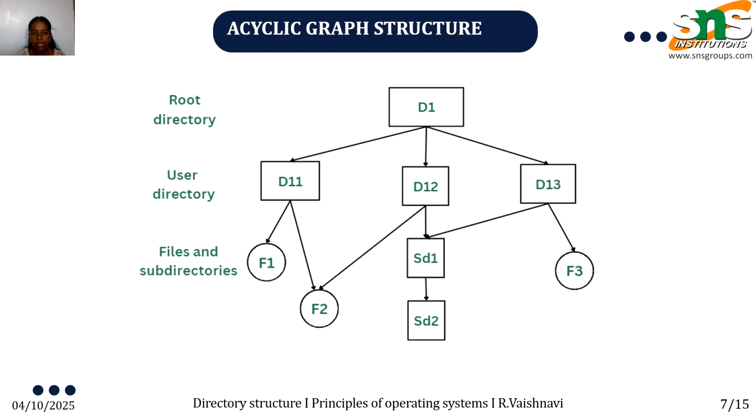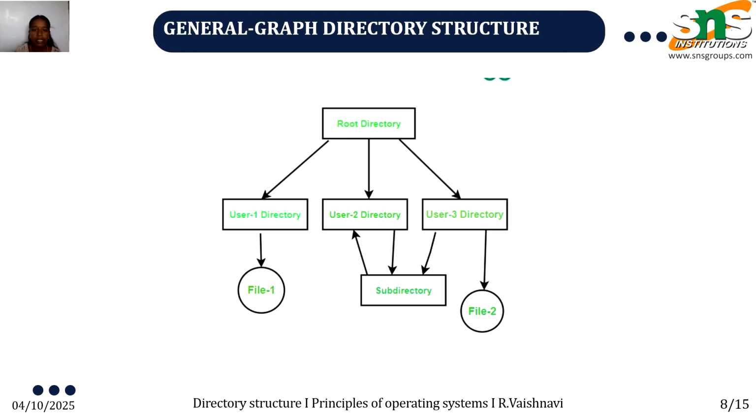And then the fourth one will be the acyclic graph structure. In the acyclic graph structure, we have one root directory, that is D1. Below the root directory, we have the user directories, directory 11, directory 12, and directory 13. Below the user directories, we have the files and the subdirectories. Fifth one will be the general graph directory structure. In this general graph directory structure, we have the initial directory as a root directory. Below the root directory, we have the user directories. By the combination of the user directories, we have the subdirectories. So it comes under the graph directory structures.